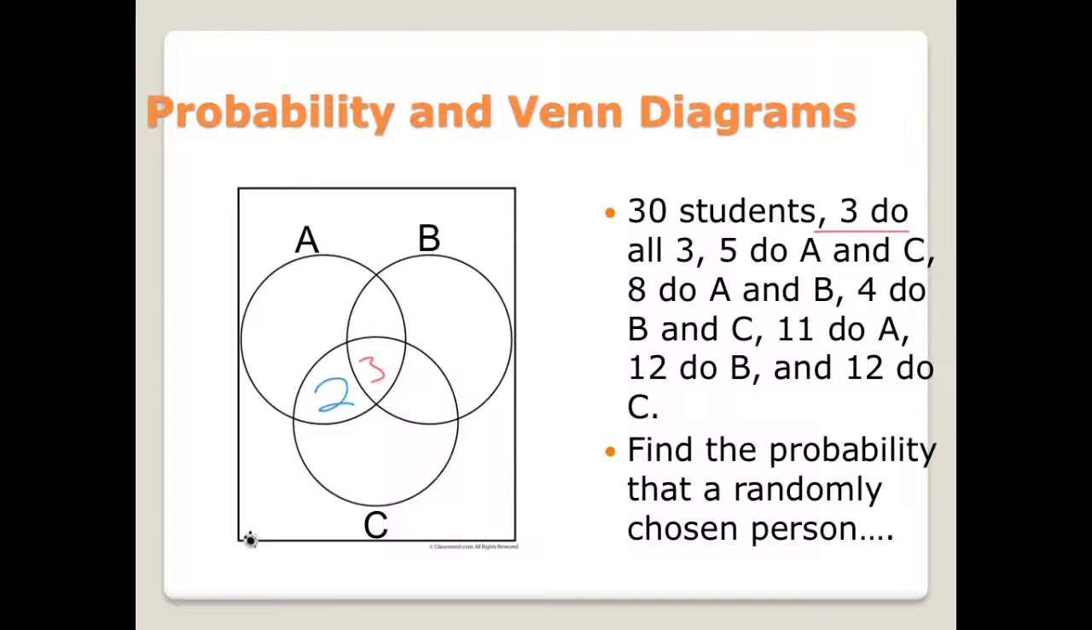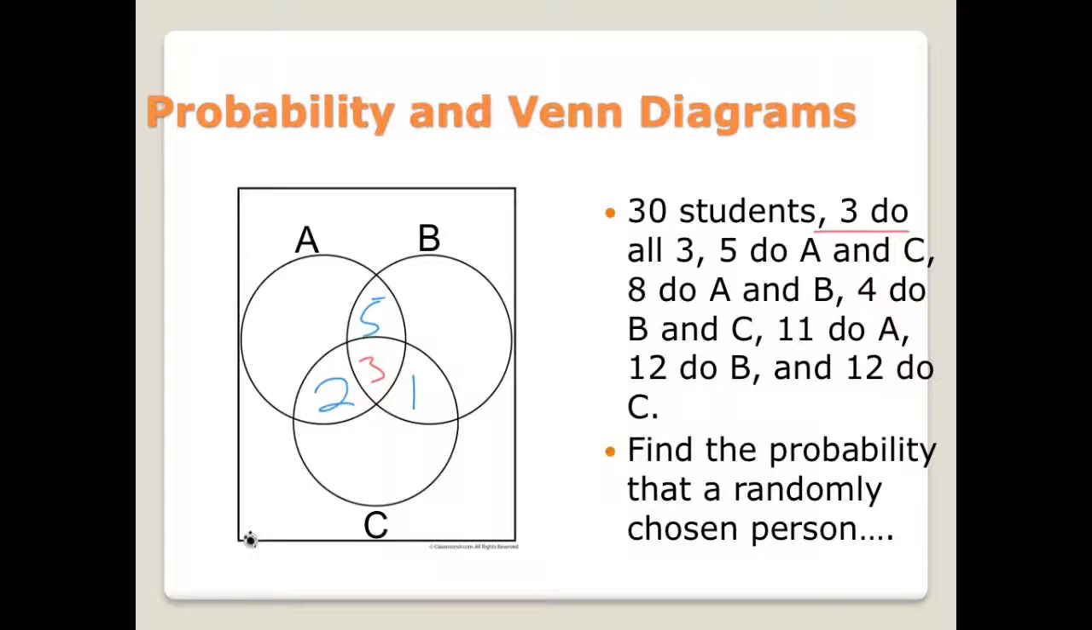As we continue going, we have 8 that are in A and B. So that's this area here. We've already counted 3, so we have an additional 5. And then we have 4 that are in B and C. Here's our B and C. That area is going to have 4. We've already counted 3, so we have an additional 1 to go there.